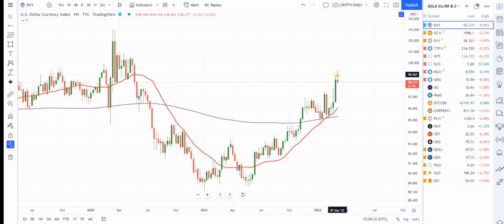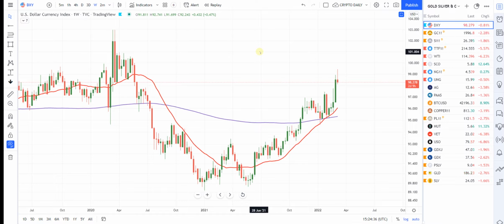Here we go, guys. Wednesday, March 9th, 2022. Looking at the weekly chart, the DXY, the US dollar currency index. A number of people are asking, how did we pick the top on the dollar? And coincidentally, we also picked almost the top on oil as well, the WTI.